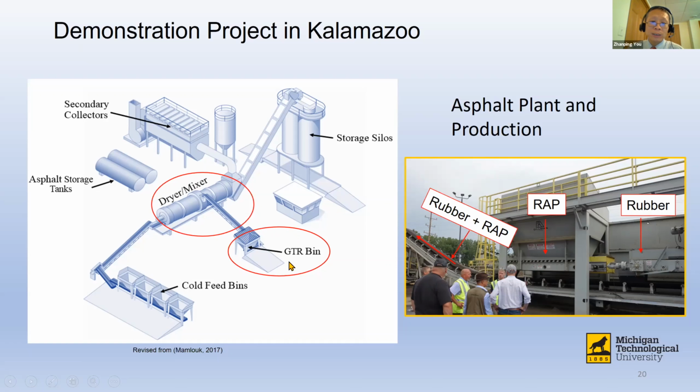Another component in this study is the rubber bin. In the rubber bin, the rubber, for example, is dropped down here, and then we lay the recycled asphalt on top and bury the rubber, because the rubber is lighter. We don't want the wind or something to blow the rubber away. Then the rubber and the recycled asphalt are moved to the dryer and mixer.